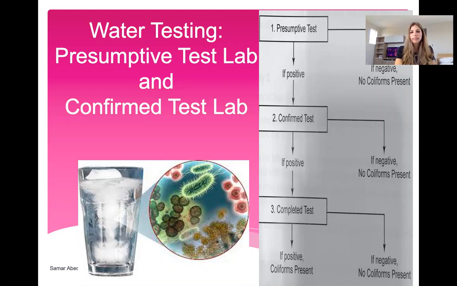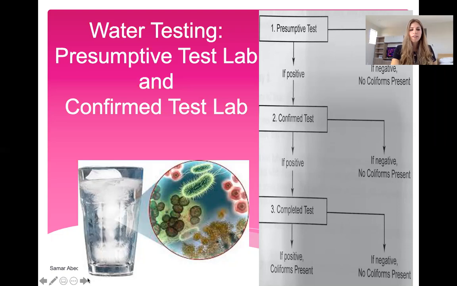So the first test in water testing is called the presumptive test, which you would have done in lab. If that's positive and bacteria are present, then we do the confirm test. And if that's positive and bacteria are present in that water sample, we do the completed test, and you tell whatever water district you're working in that your water is either contaminated with this type of bacteria or not. So we will talk about all of this.